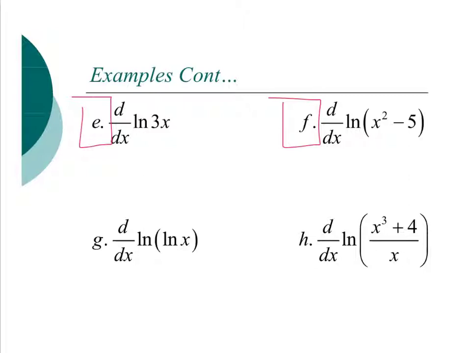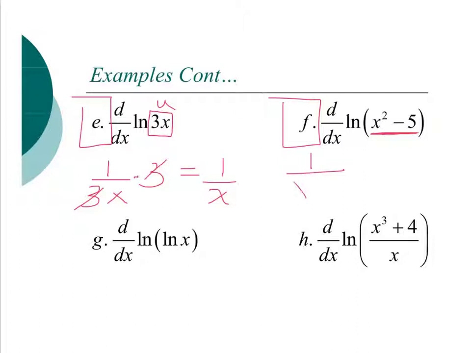Okay, so the derivative, we can treat this like u. So I'll have 1 over 3x times 3. The 3's just cancel, so I get 1 over x. On this derivative, this is like my u, so I have 1 over x squared minus 5 times 2x. So my final answer is 2x over x squared minus 5.